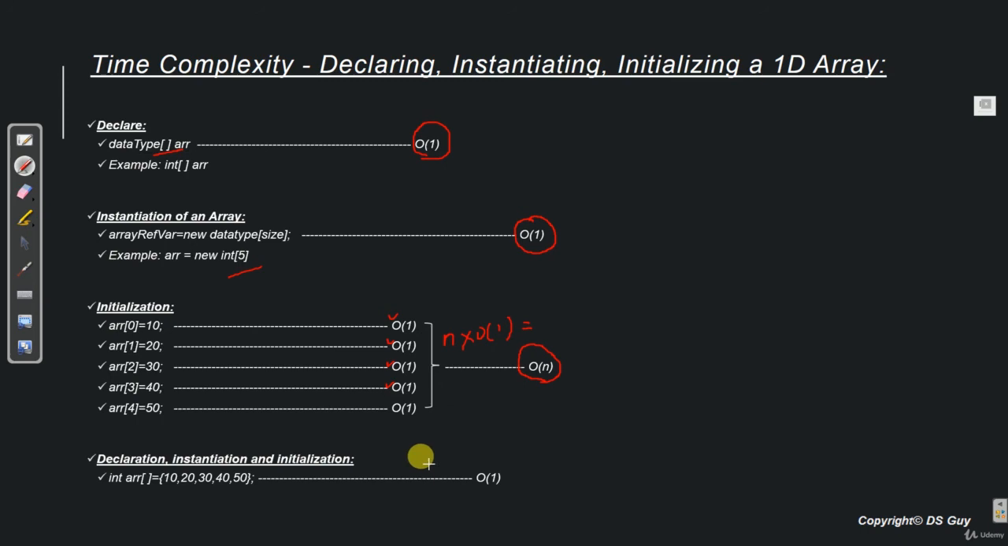Fine, moving forward. The last operation was when we combine all these three operations into one statement. In that case, we get a complexity of order 1, and the reason is that we need not loop through all the cells in the array. So it becomes order 1.